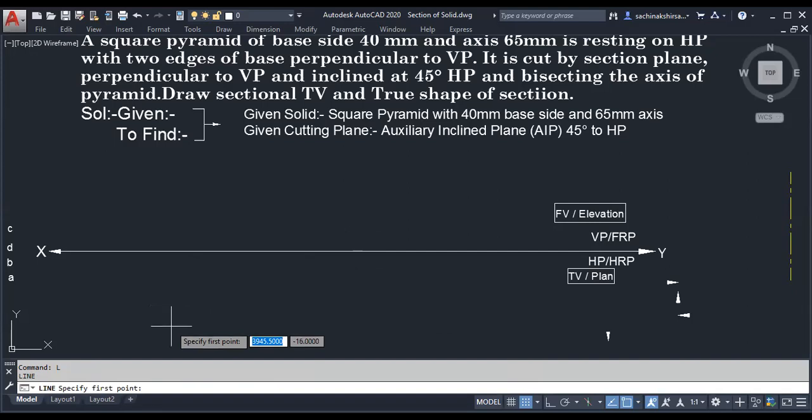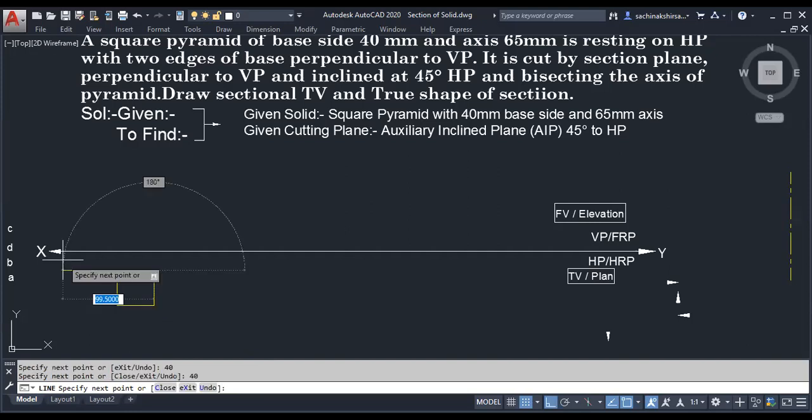40 mm line. Shall I draw vertical or horizontal? Vertical. Why vertical? Because 40, 40, 40, 40. Okay. So I have drawn this 40. Is it visible? Yes, sir.